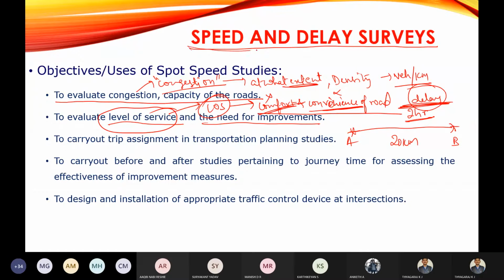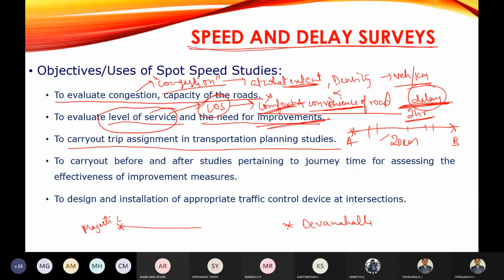By using the speed and delay survey, we can provide the improvements. For a damaged road, the road can be newly constructed or reconstructed. Then, to carry out trip assignment in transport planning studies. Now tell me, from Majestic to Devanahalli, what is the bus number? From Majestic to Devanahalli, anybody know? BMTC bus route number? 297. It is 298M.